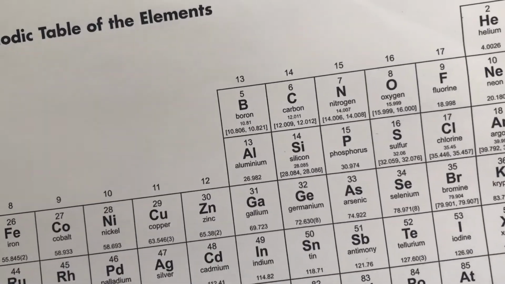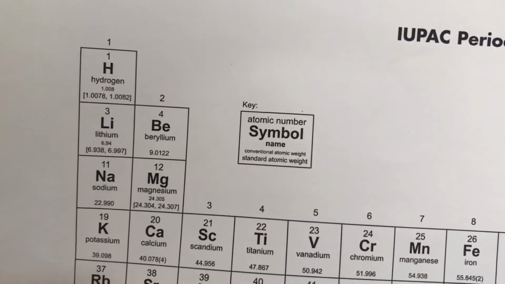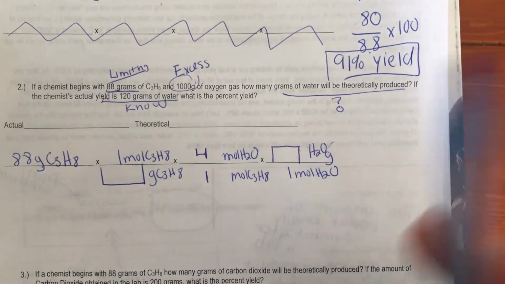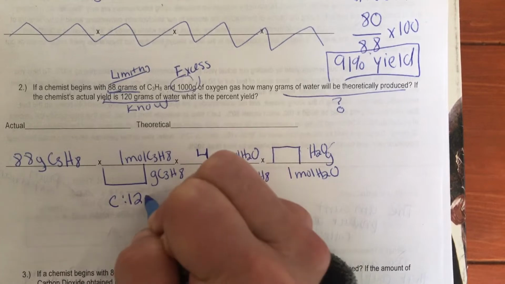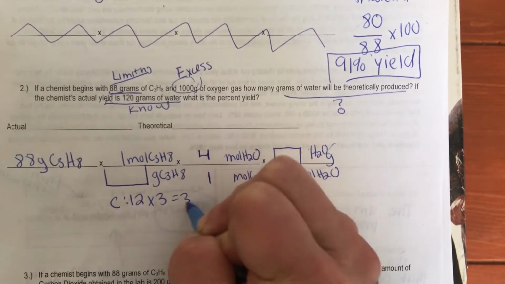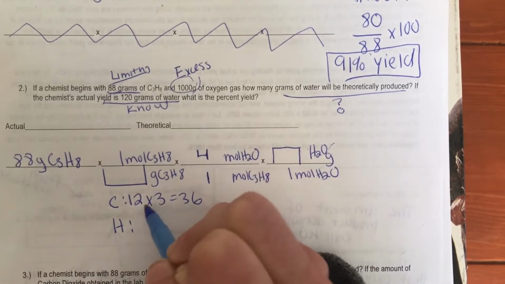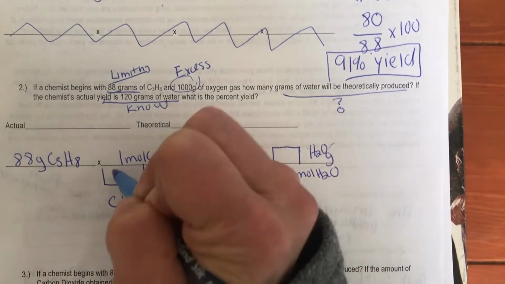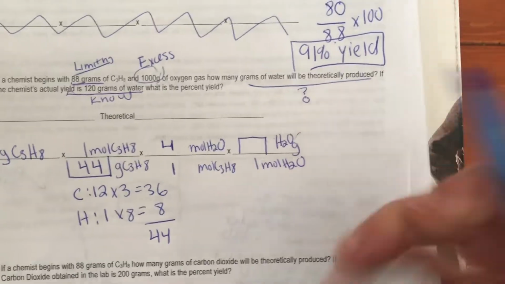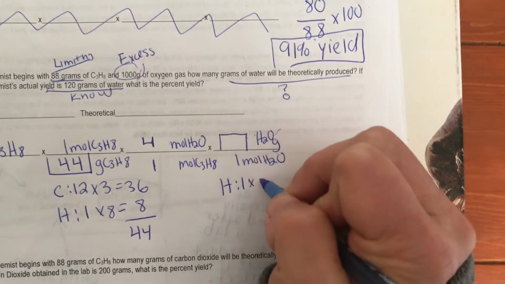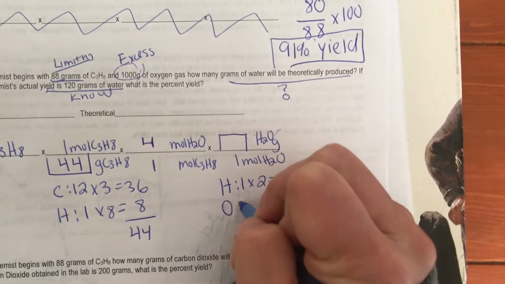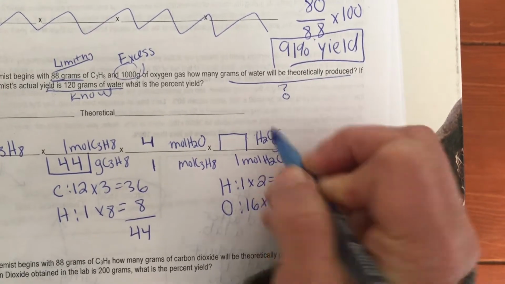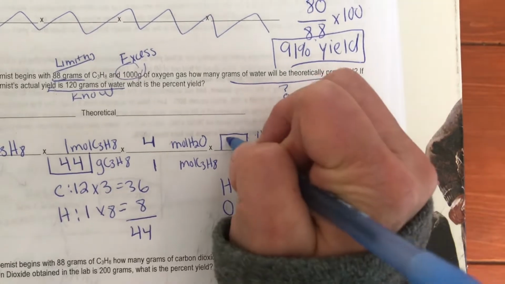So I'm looking at my periodic table, and I'm looking at carbon and hydrogen and oxygen, so I can figure out my molar masses of these two things. Carbon was 12 grams times the 3 carbons in C3H8 for 36. H is 1 gram times the 8 hydrogens. So that is 44. H2O, H is 1 gram times 2 H's in H2O. O is 16 grams times 1 O in H2O for a total of 18.